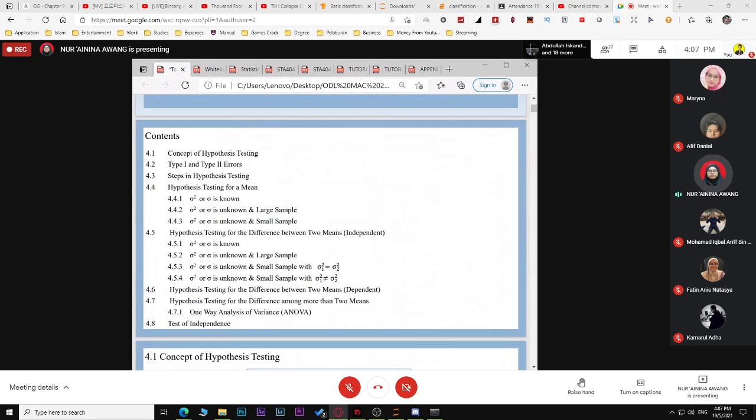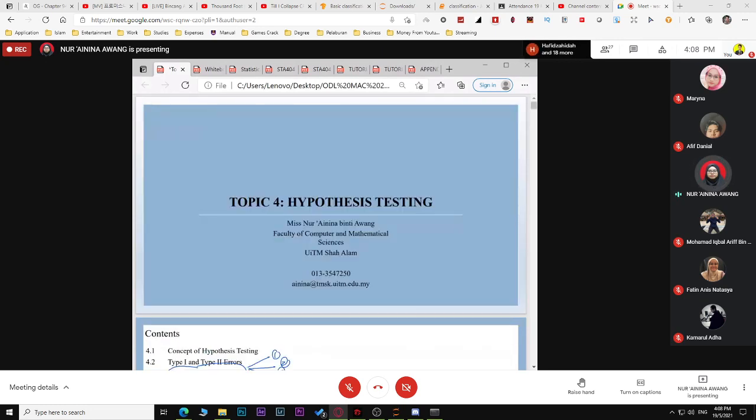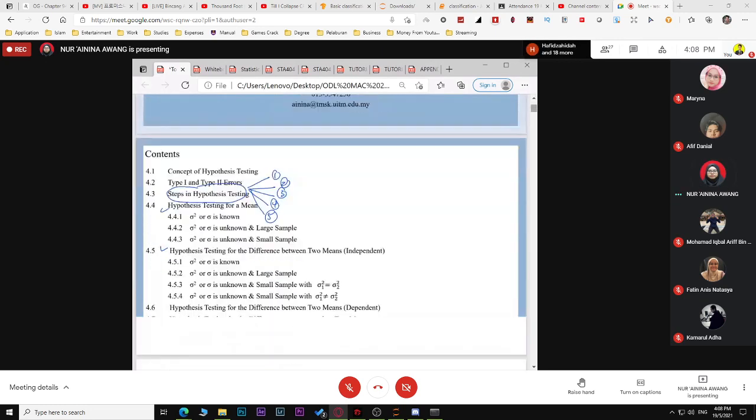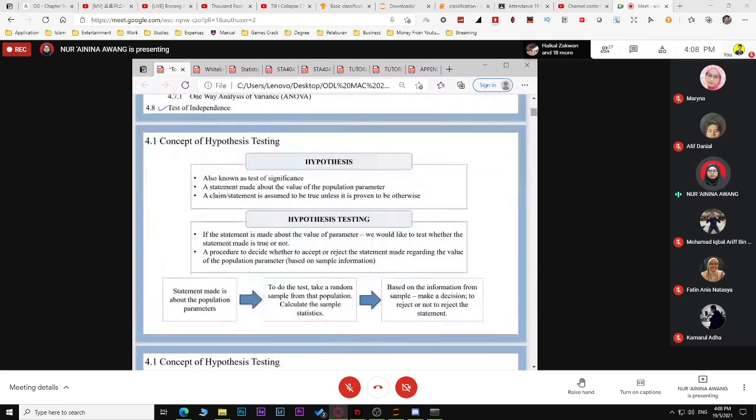For hypothesis testing, the steps are 5. We have 5 steps. So if you want to answer the questions for hypothesis testing for population mean, ANOVA or test of independence, you should do all the steps. That's why ANOVA and test of independence are covered under hypothesis testing. So we go to the concept of hypothesis testing.